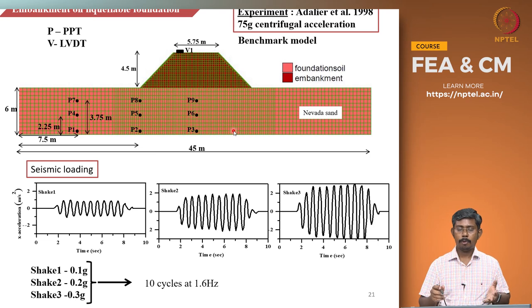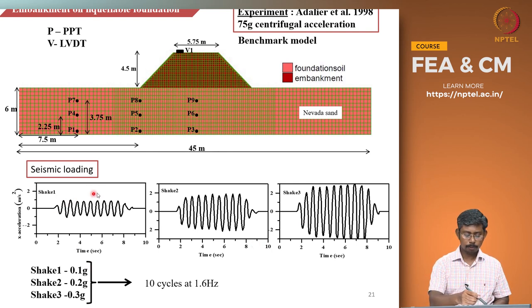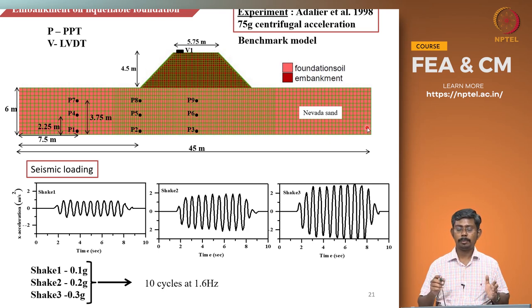Coming to the boundary value case, which is simulated in FLAC, that is the loose foundation deposit, the liquefiable deposit supporting a clay embankment. This model is subjected to three different shaking events. They are harmonic in nature, with amplitudes of 0.1g, 0.2g and 0.3g. Each has 10 cycles and a frequency of 0.16 hertz. Here the nodes of the left boundary are attached to the right boundary to simulate the one-directional shear beam loading. It's a common boundary condition adopted to simulate the cyclic loading of a soil deposit.